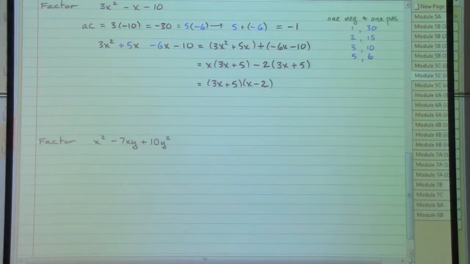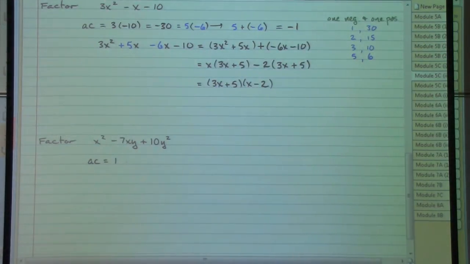We have a trinomial. We need to use the AC method. The A refers to the number appearing in the first term that has the x squared, and that is 1. The C refers to the number appearing in the last term that happens to have a y squared, so the number is a positive 10. 1 times 10 is 10. We need two numbers that will multiply together to give us 10, and that will add up together to give us the middle number, which happens to be a negative 7.